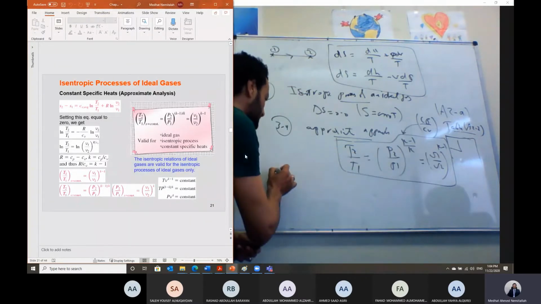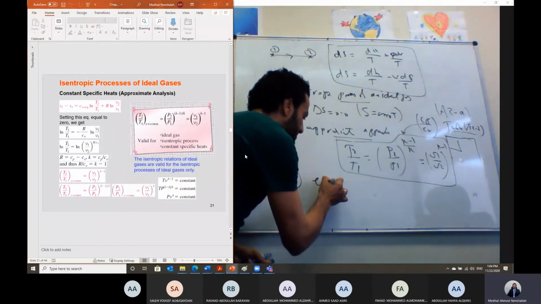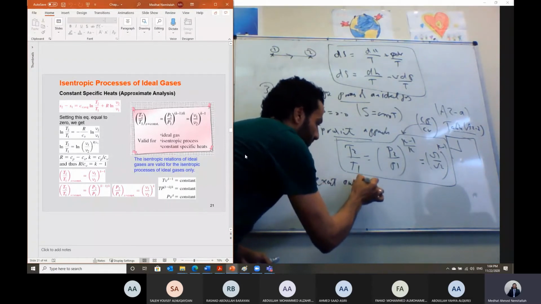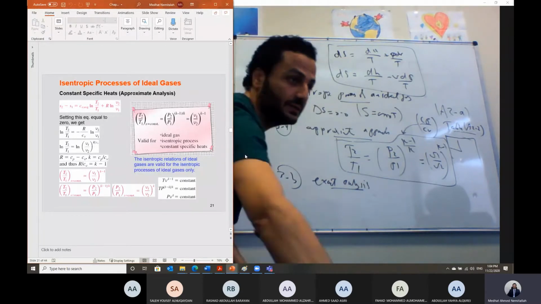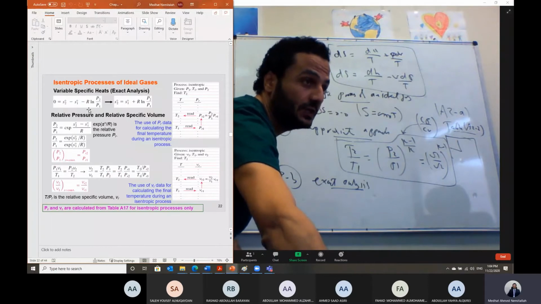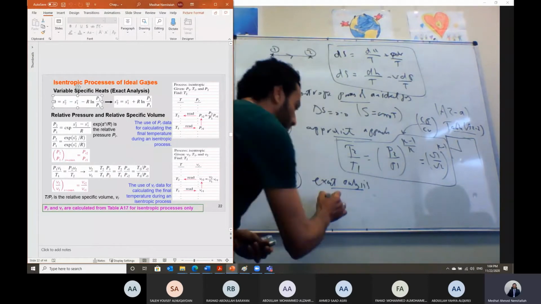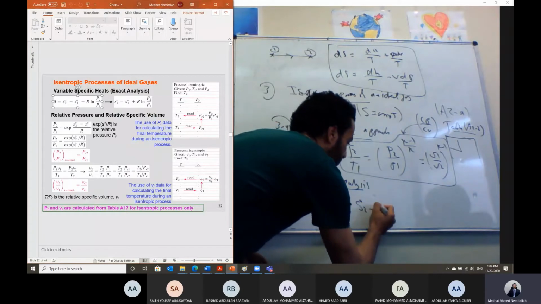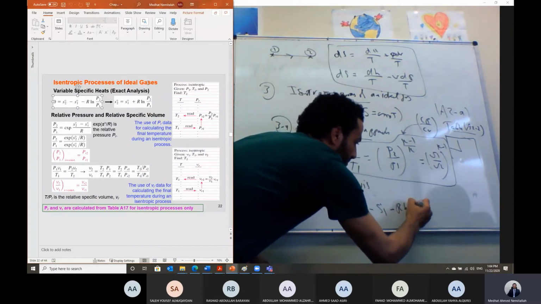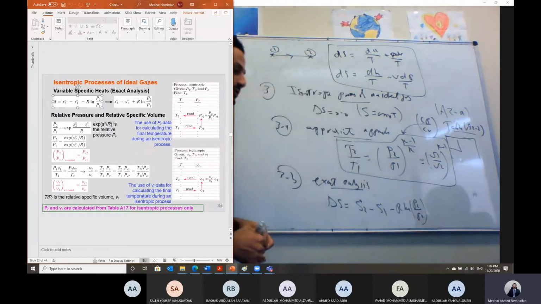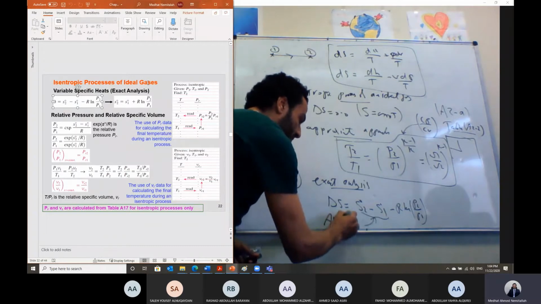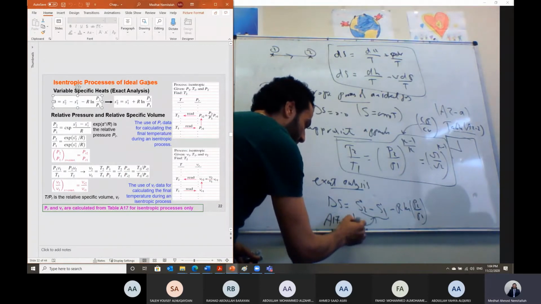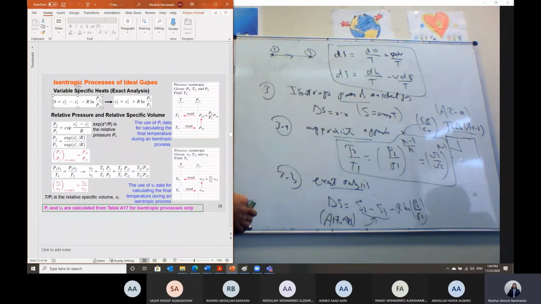Okay, let's consider the case following the exact analysis, or the exact approach, which is based on the variable specific heat analysis. For the variable specific heat, we have developed an equation to calculate delta S. We said delta S is equal to s naught 2 minus s naught 1 minus R ln P2 over P1. And we said this s naught 2 and s naught 1 are calculated from table A-17 to table A-25, depending on the working substance. This is the equation that we have calculated.